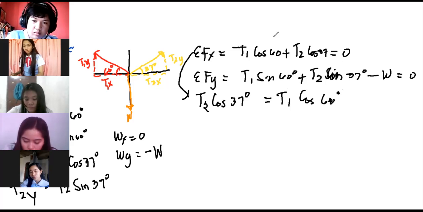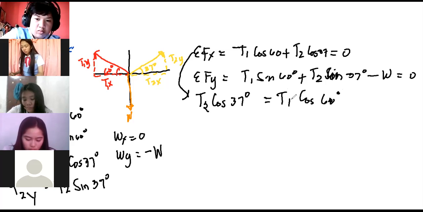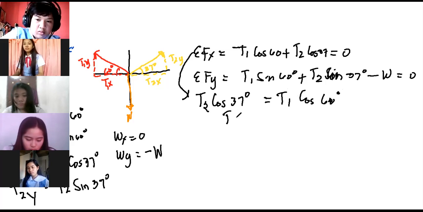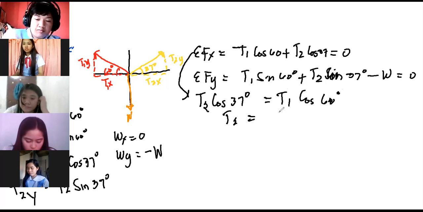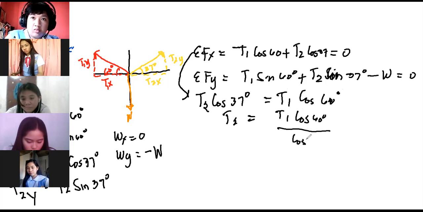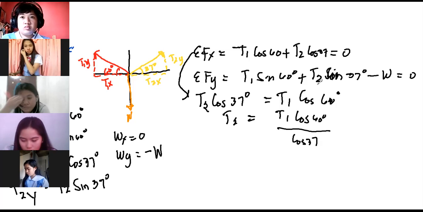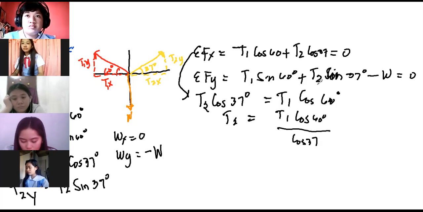Why? We transpose, we transfer this to the other side of the equation. It goes from negative to positive. I know you know it already from your math. And let's get the value of tension 2. So tension 1 cosine 60 divided by cosine 37 will be the value of your tension 2. Now, with the process of substitution, the tension 2 in equation number 2 for the forces in the y will be replaced with this equation. So therefore, you will have all tension 1.